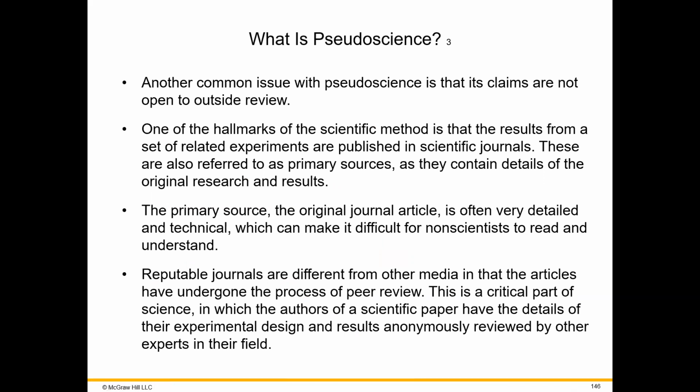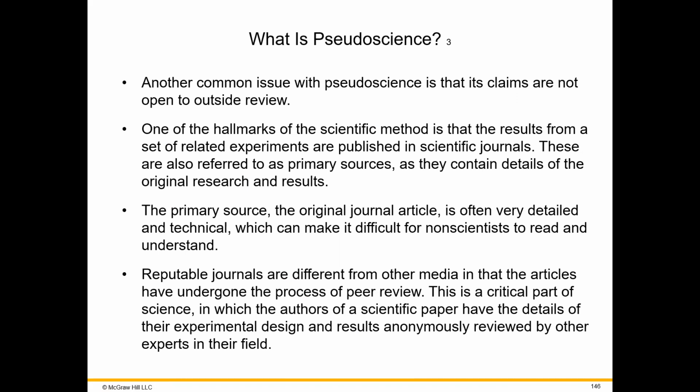Pseudoscience also usually doesn't allow its claims to be open to outside review, similar to a conspiracy theory. One of the hallmarks of the scientific method professionally is that its results are usually published in scientific journals. These are also referred to as primary sources as they contain details of the original research and results. The primary source, the original journal article, is often very detailed and technical, which can make it difficult for non scientists to read and understand.